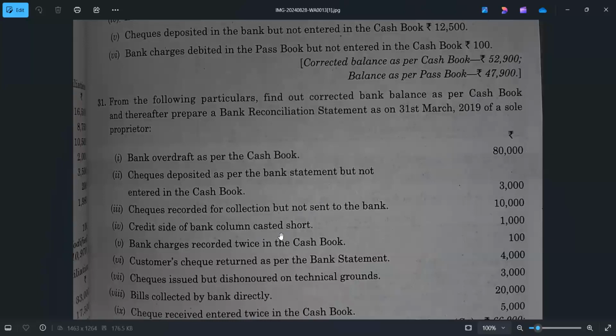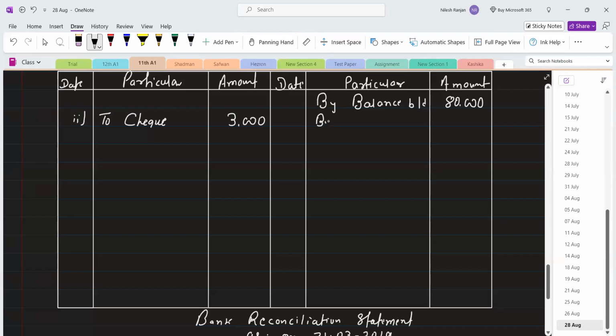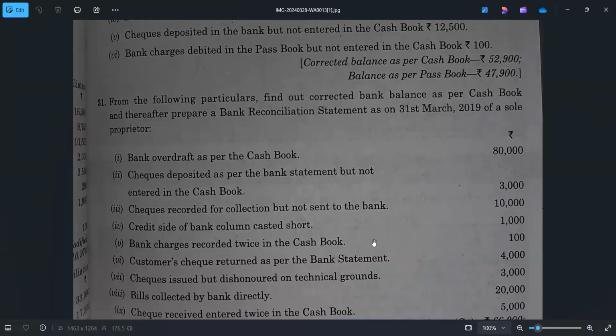Credit side of bank column casted short. Now, credit side of bank column undercasting means totaling is incorrect. Undercasting. So how much amount do we have to write here? Credit side of 1,000.